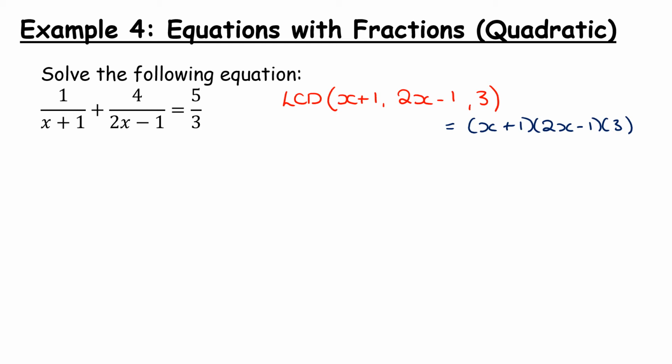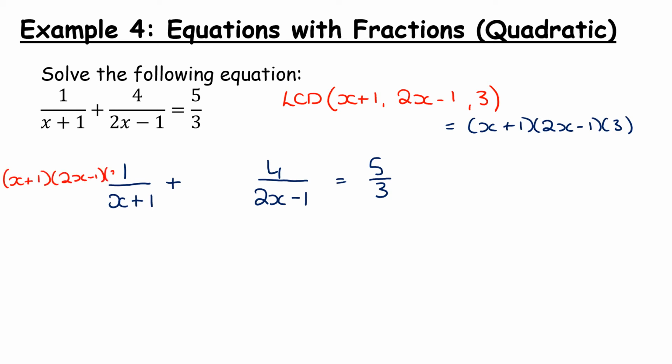So I'm going to rewrite what we had. So it's 1 over x plus 1 plus 4, you can see I'm giving myself space to put in that multiplication, 2x minus 1 equals 5 over 3. So I'm going to multiply by x plus 1, 2x minus 1 times 3. Here I have an x plus 1 times 2x minus 1 times 3.